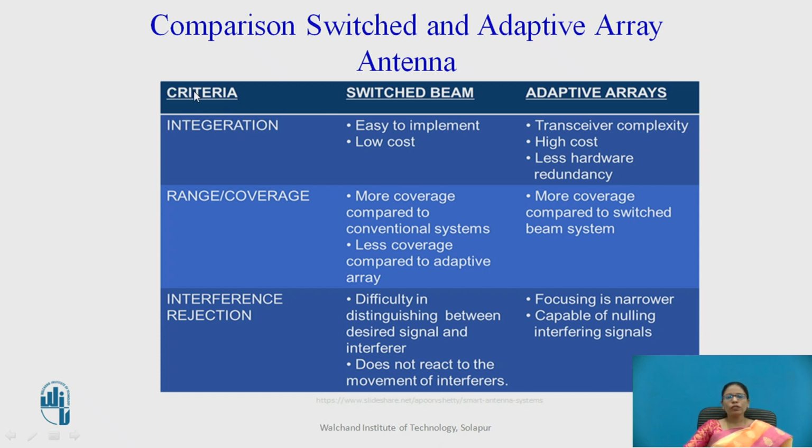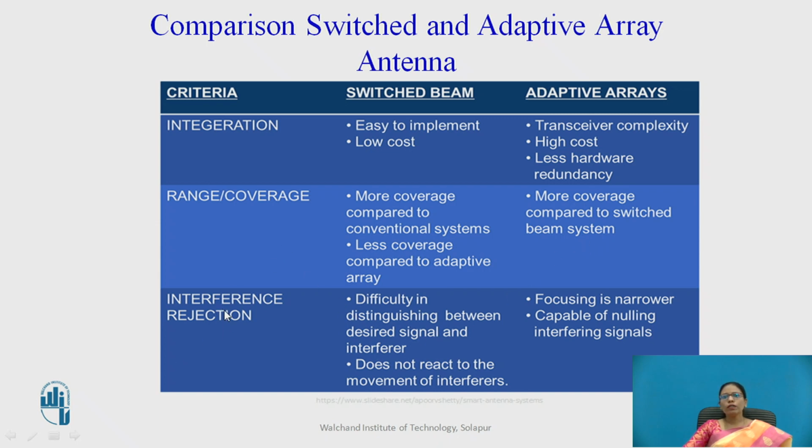You can see here, based on criteria, I can differentiate between switched beam and adaptive array. Based on integration, switched beam is easy to implement and has a low cost. Whereas in the adaptive antenna array system, transceiver complexity is there, so the cost is high and there is less hardware redundancy in adaptive arrays. Based on range and coverage, switched beam has more coverage compared to the conventional system and less coverage compared to adaptive array. Adaptive arrays have more coverage compared to the switched beam system.